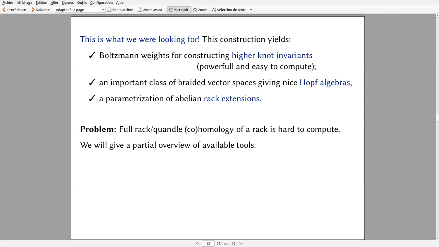So as far as I'm informed, the only types of racks and quandles for which these cohomology groups have been entirely computed are the trivial racks, the free racks and quandles, and the Alexander quandles of size p, of size some prime number p. So which is very, very restricted. Now I'll give you a couple of available tools just to give maybe more volume to this theory.